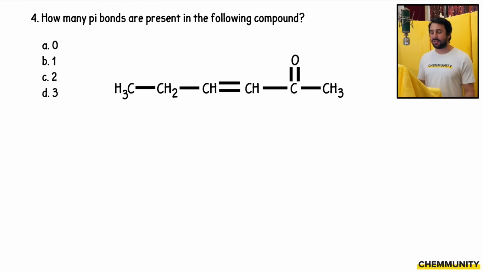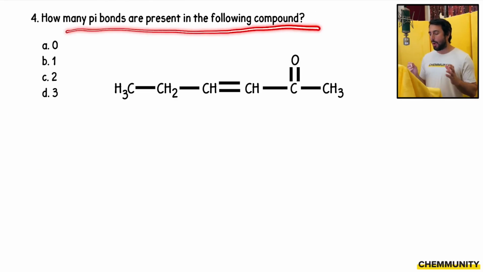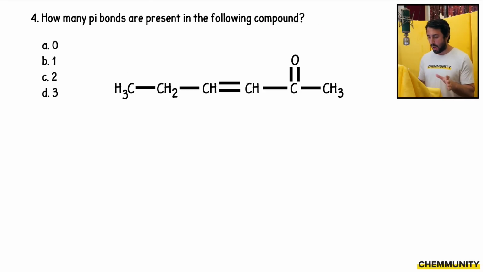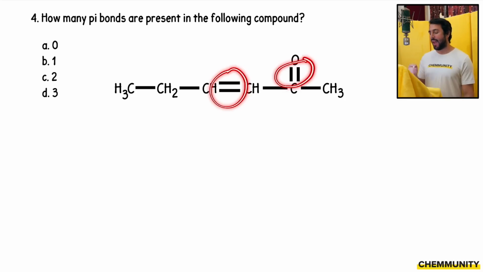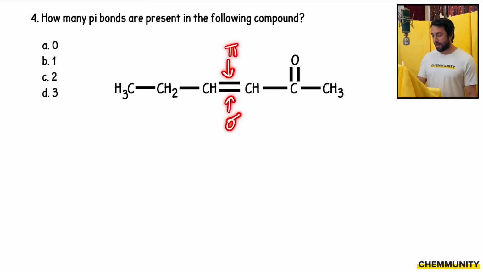Number 4 asks, how many pi bonds are present in the following compound? So what we have to recall is that covalent bonds can be either sigma bonds or pi bonds. And single bonds are sigma bonds. So these are all sigma bonds right here. Now, when you have double bonds, it is the case that one of those bonds is a sigma bond and the other is a pi bond. So here is a double bond right here. This is a sigma bond, and then this is a pi bond.